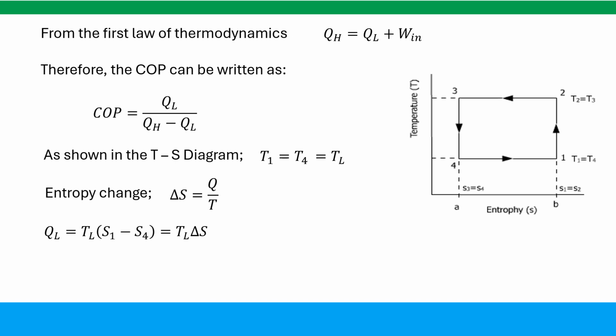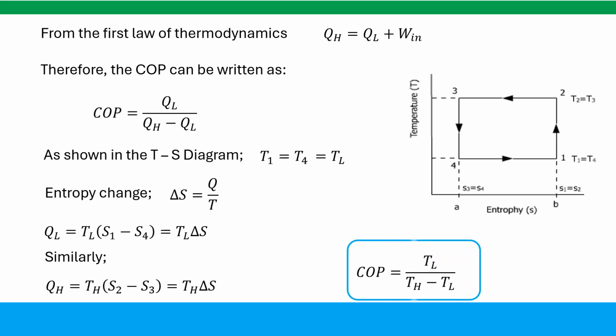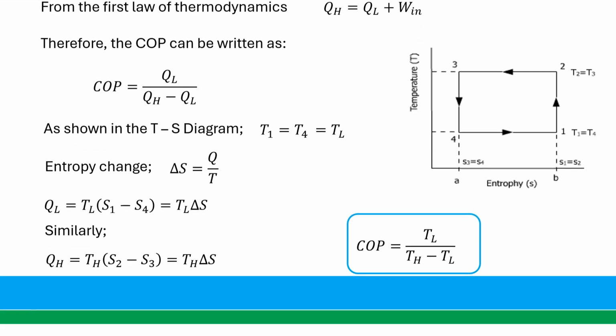Similarly, we can write QH equals TH into S2 minus S3. When you look at the TS diagram, entropy changes in both instances are the same. So we take this as delta S. Substituting for QL and QH, we can finally obtain the COP as TL divided by TH minus TL.